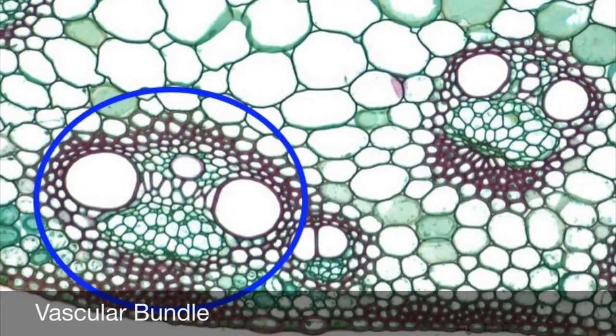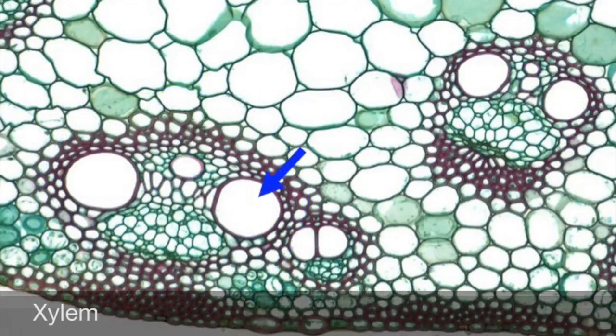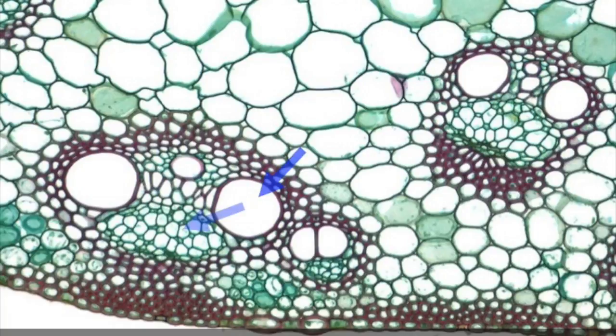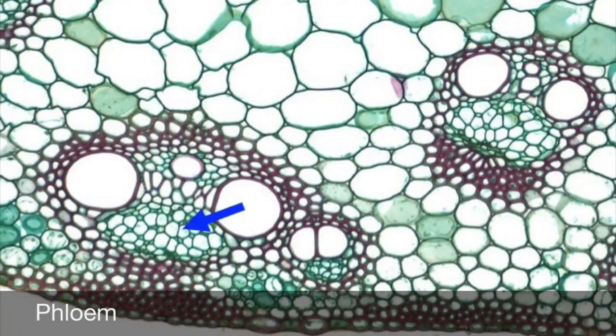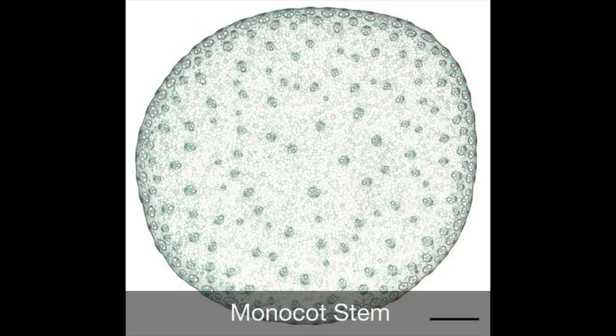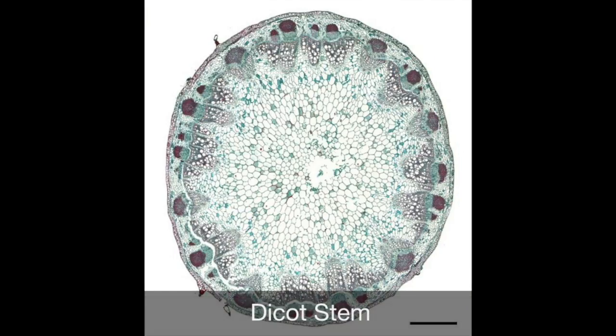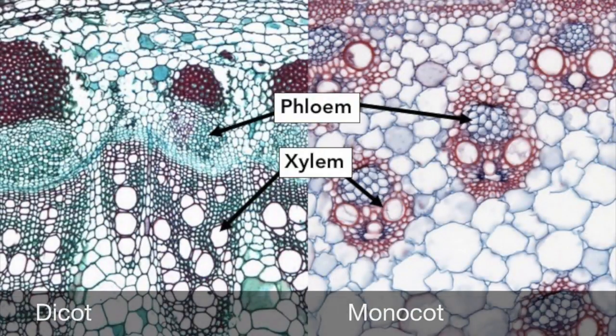The vascular bundle contains the water-conducting xylem cells and sugar-transporting phloem cells that make up the vascular tissue. Notice how the vascular bundles are scattered throughout the stem of a typical monocot, but the vascular bundles are arranged in a ring in the stem of a dicot. Closer examination of the monocot and dicot vascular bundles shows a distinct difference in the arrangement of the xylem and phloem cells in the vascular bundles.